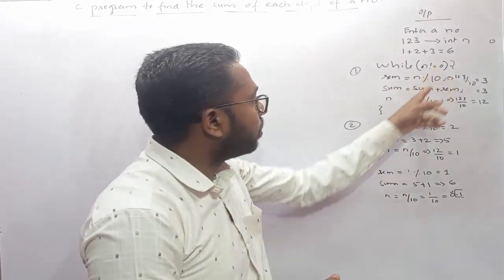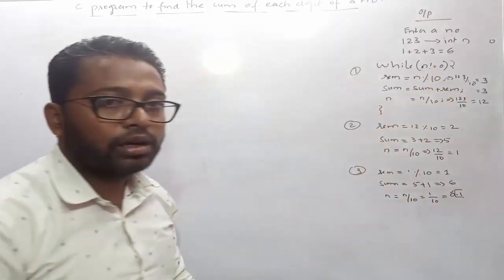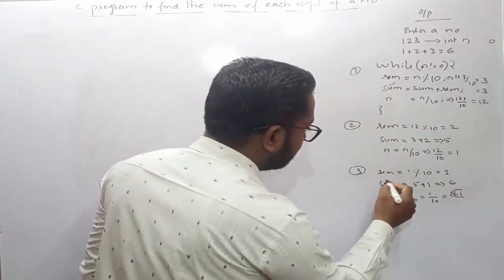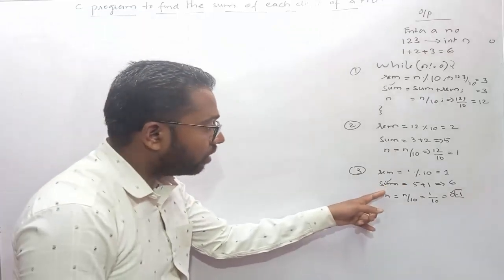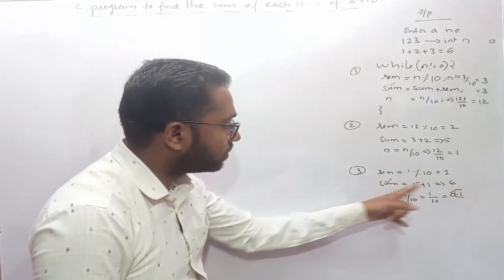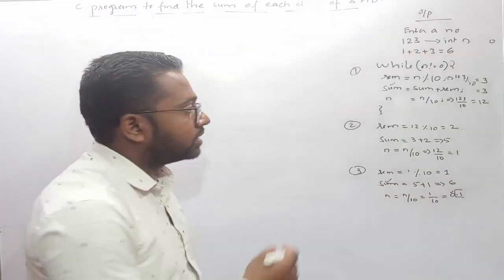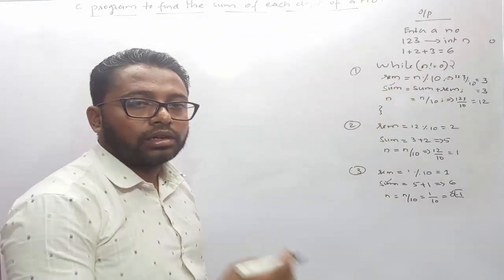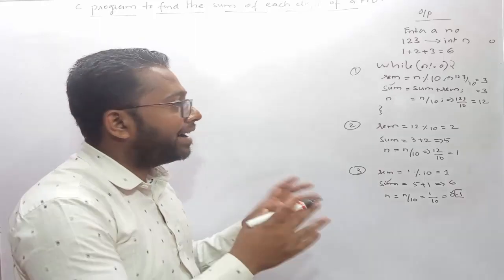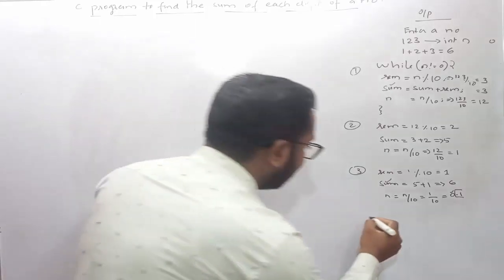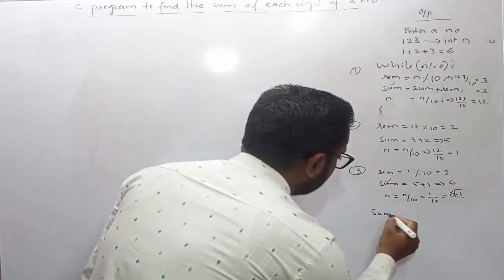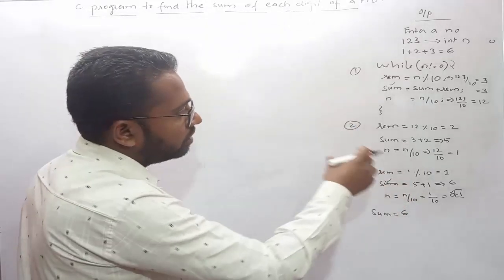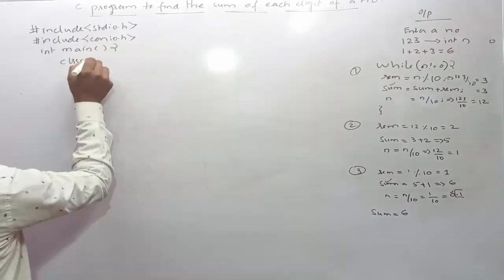When this condition becomes false, control will come outside the while loop to print the value of sum. In this third iteration, what was the value of sum? The value of sum was 6. Since we have got the n value equal to 0 after the third iteration, that will be the end of this while loop, and we will get sum equals 6. Now I will use the same logic to write the program.